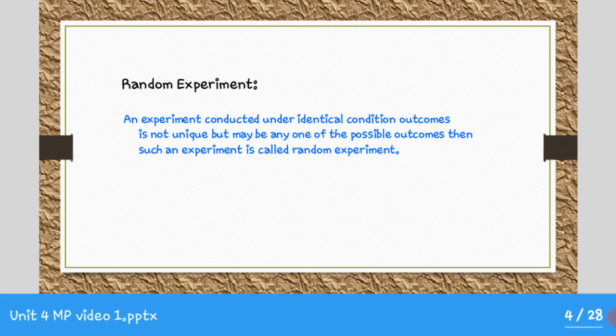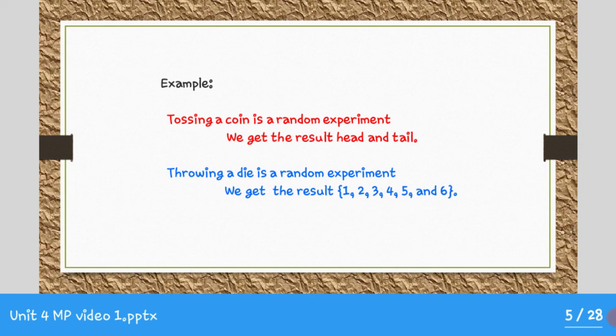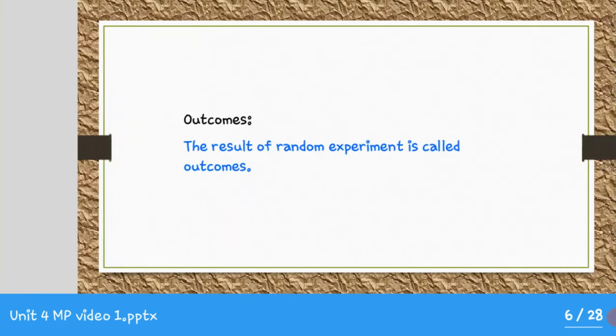The first definition is random experiment. An experiment conducted under identical conditions, whose outcome is not unique but may be any one of the possible outcomes, is called a random experiment. Example, tossing a coin is a random experiment. We get the result head and tail. Another example, throwing a die is a random experiment. We get the result 1, 2, 3, 4, 5 and 6.